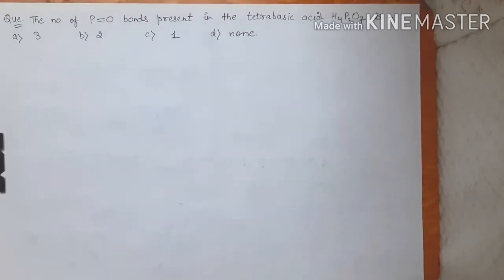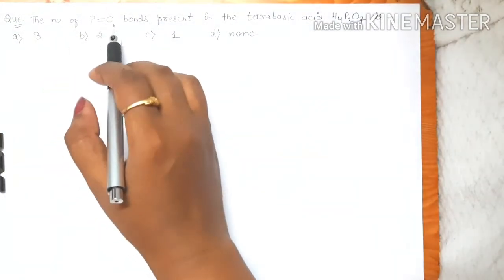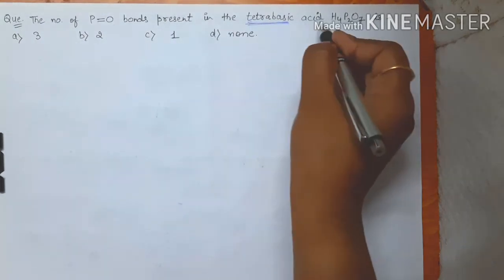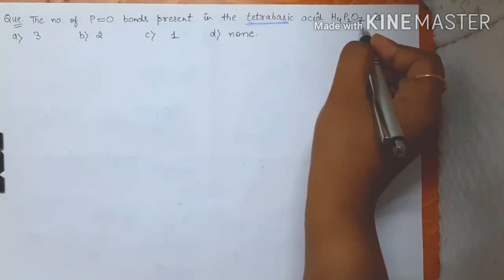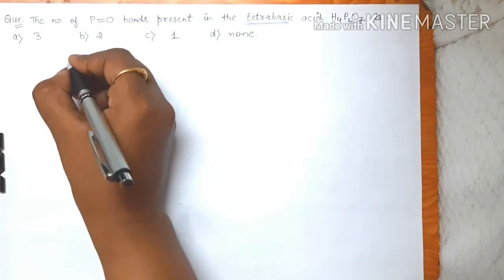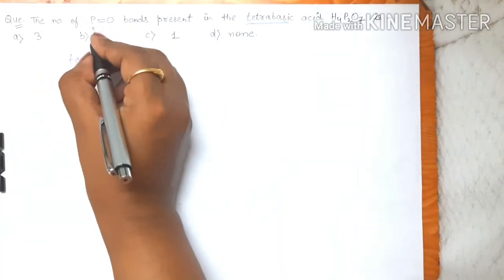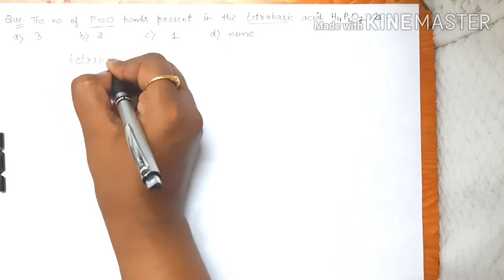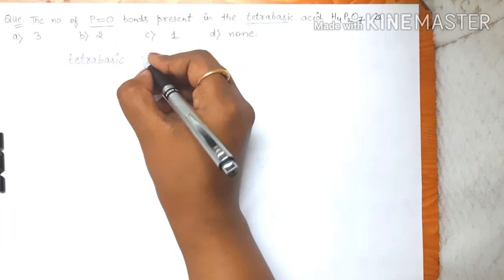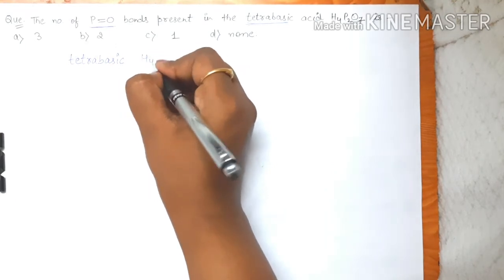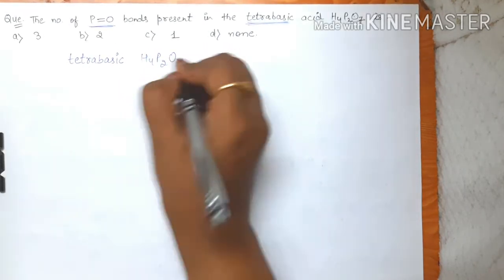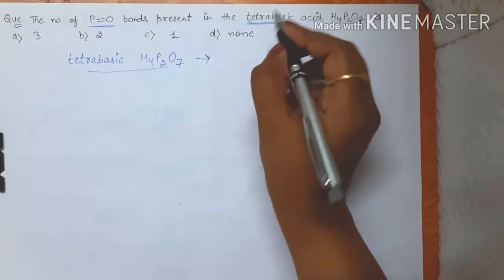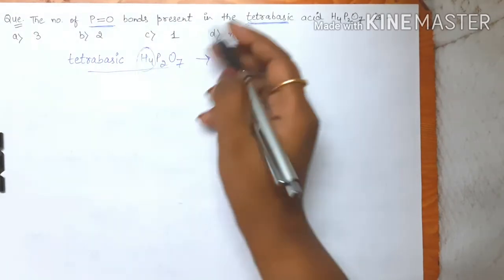The next question says that the number of P double bond O bonds present in the tetrabasic acid H4P2O7 is. So they are asking for the number of P double bond O bonds. If we talk about tetrabasic acid H4P2O7, then tetra means 4, so we have to remove these 4 hydrogens.